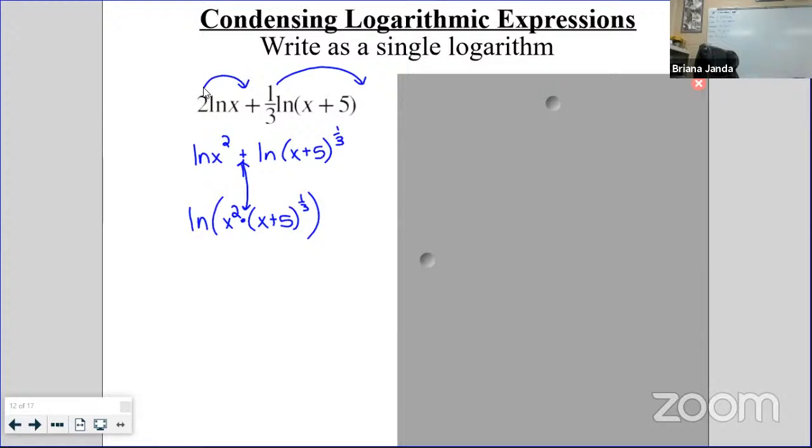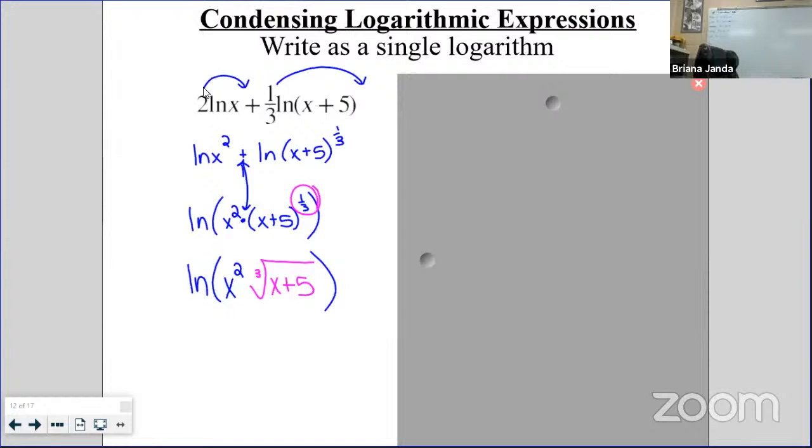Right, you don't need the dot there, but just for our notes purposes here. And then the last thing I do before I say that I'm done is make sure that I take all fraction exponents and rewrite them as radicals. So that one again, to finish this one up, I would have a cube root of x plus 5. Rewrite that fraction exponent as a radical.